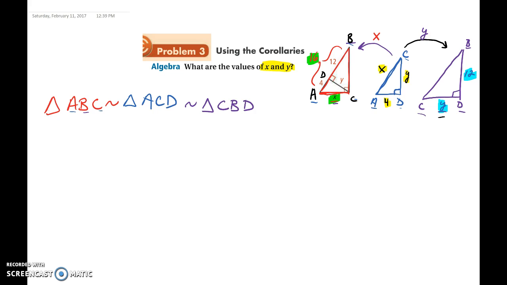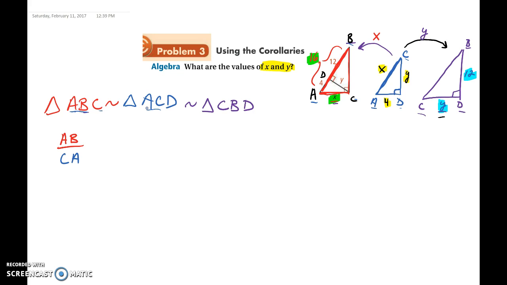So our 16, this hypotenuse AB, corresponds with the blue triangle's hypotenuse, CA. If you notice, AB is written first and second, and AC is also written first and second, so we know that they correspond.